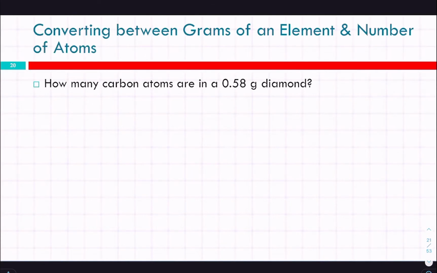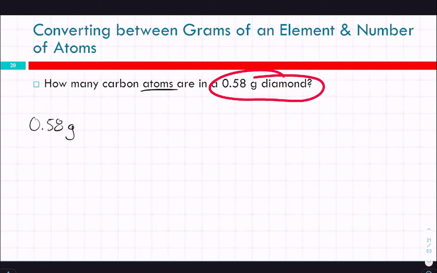How many carbon atoms are in 0.58 grams of diamond? Now, diamonds are made of carbon, which is kind of hinted at here in that it's asking you for how many carbon atoms are in this much diamond. So the only way you could solve this is if diamonds are made of carbon. That's trickier than any question that I'll ask on an exam. So 0.58 grams of carbon, and now we want to know how many atoms of carbon there are.